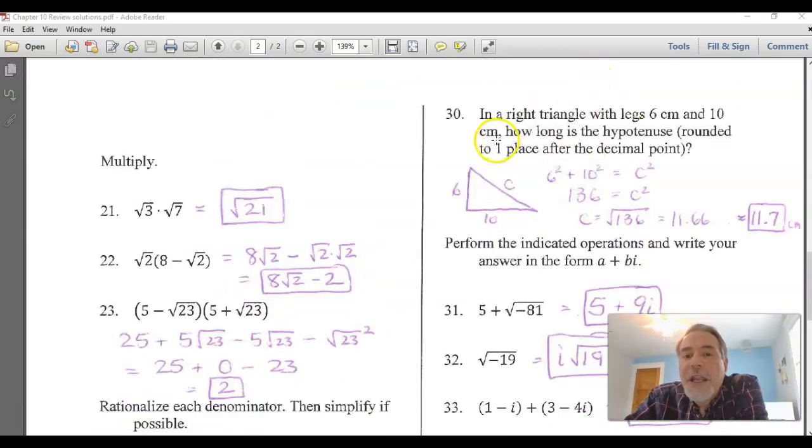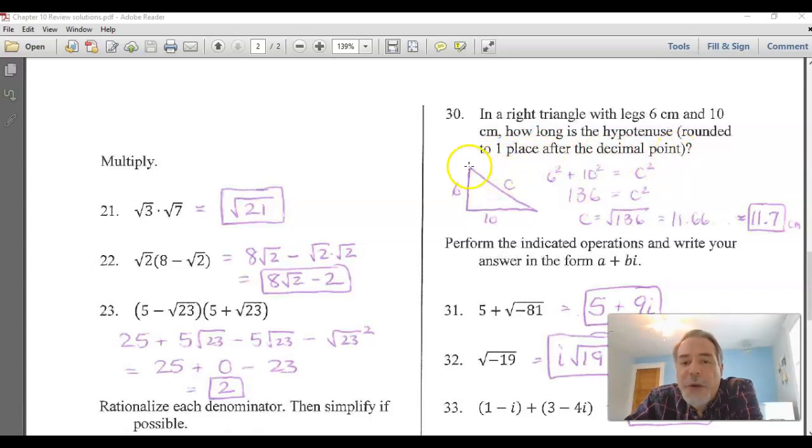Okay, number 30 is one of those right triangle Pythagorean theorem problems. It says in a right triangle with legs 6 centimeters and 10 centimeters, so I've gone ahead and drawn that. How long is the hypotenuse rounded to one place after the decimal point?